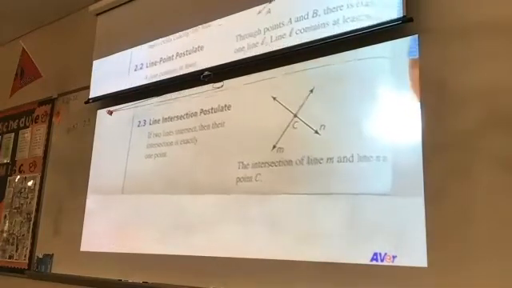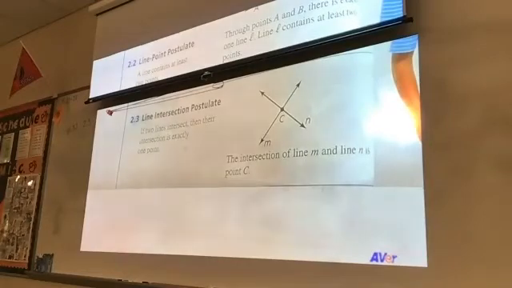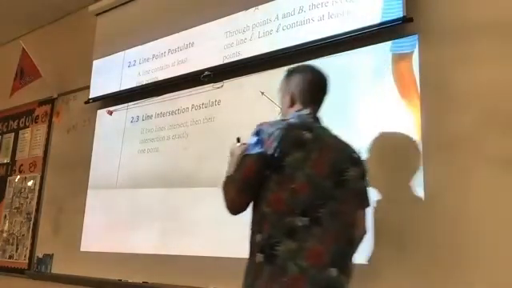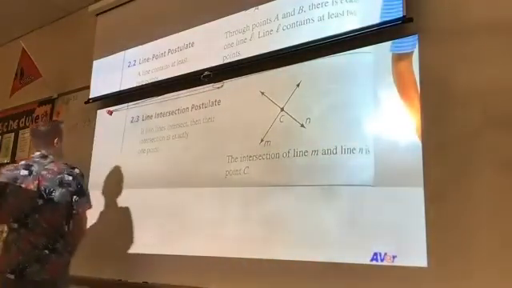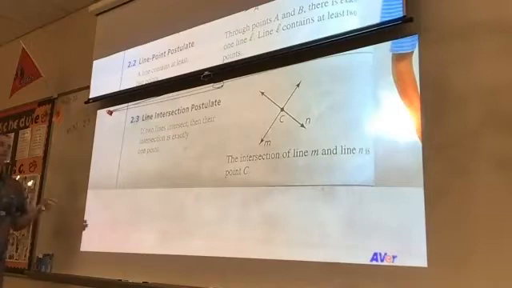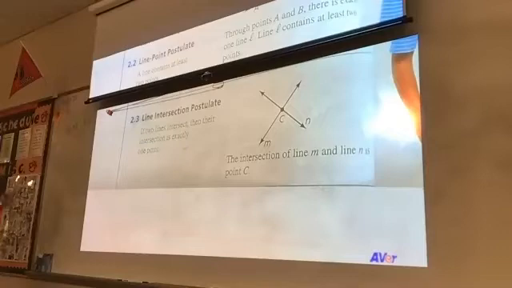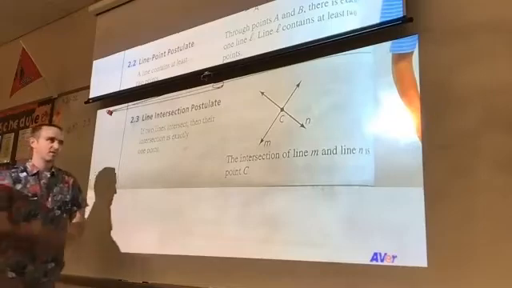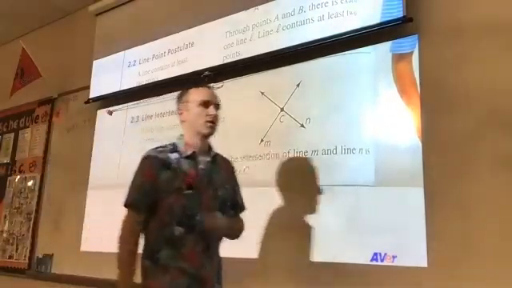Line intersection postulate. We've talked about intersection before being the set of points that two figures share or have in common. Line intersection postulate tells us that if 2 lines intersect, then their intersection is exactly 1 point. Okay, so if 2 lines intersect, 2 lines don't have to intersect, we know that. But if they do intersect, they will cross exactly 1 time at 1 point. You can't have lines that cross multiple times because then they're not lines. So they cross exactly at 1 point.